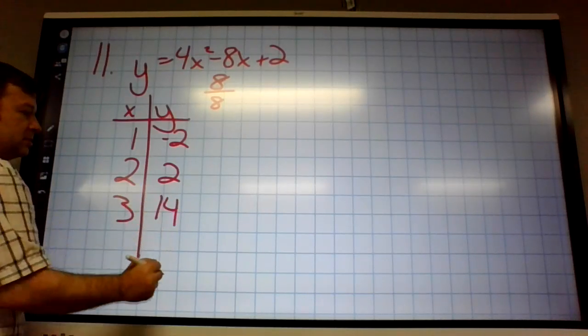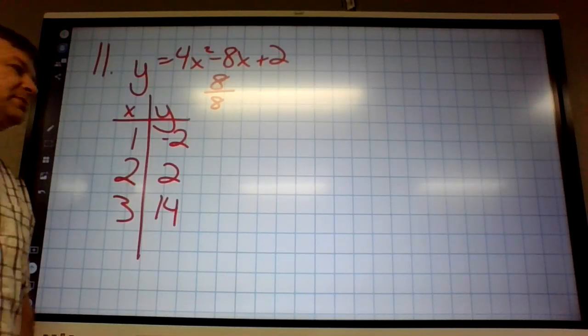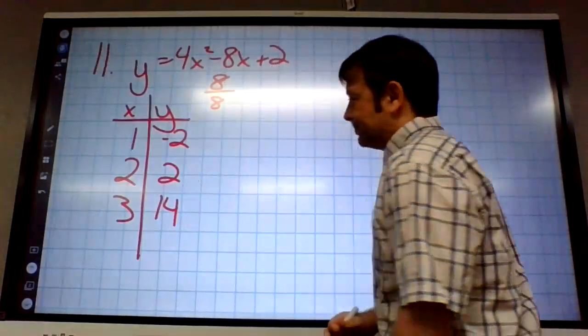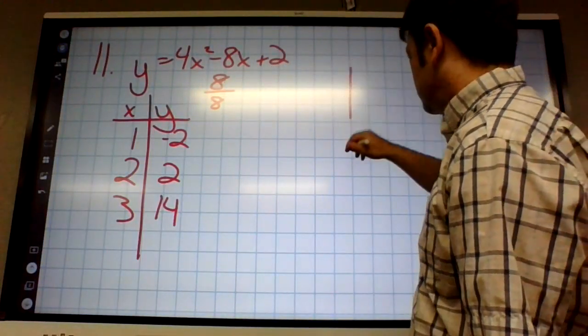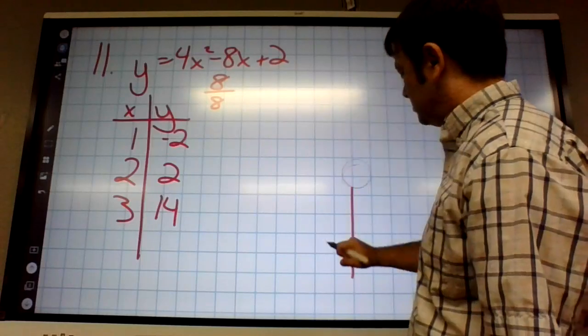Pretty tall. Oh my goodness. You didn't think we were multiplied by 2? You can count by 2s, probably better. You should count by 2.